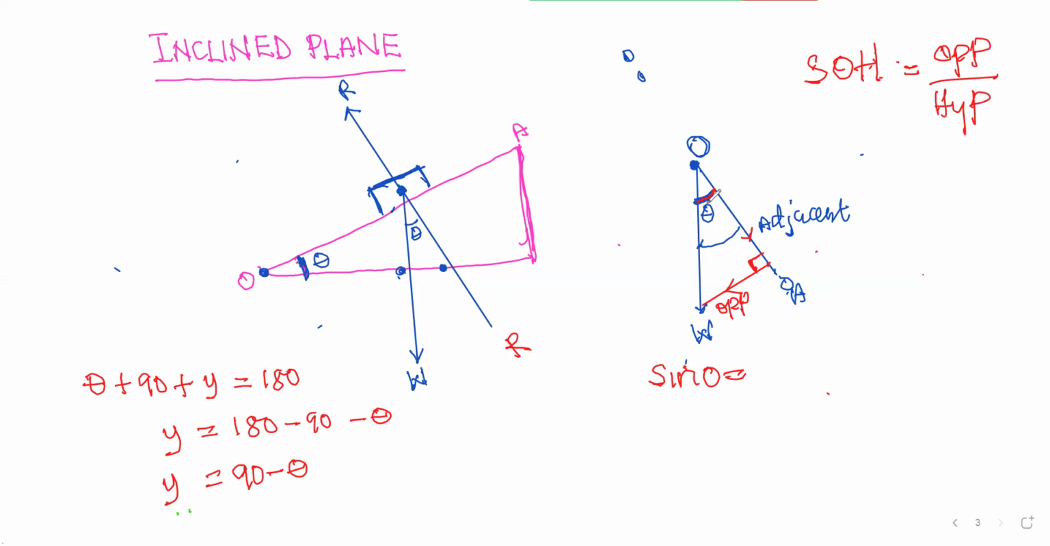Yes. Okay. So sine theta would be equal to the opposite, which is colored in red, divided by the hypotenuse, which is the weight. Hypotenuse is the weight. Therefore, the opposite side is equal to W times sine theta. And what is W? W is mg. So mass on the inclined plane times gravity times sine of theta. So that will be this part, the opposite side.